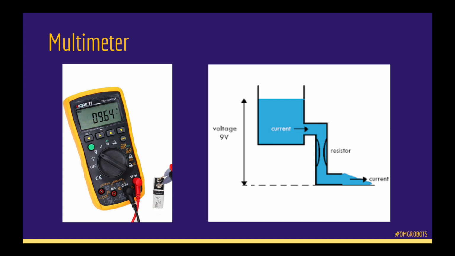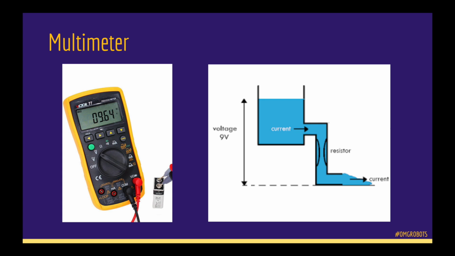So we will be using the waterfall analogy to help make sense of current, voltage, and resistance. Current is the rate at which electricity flows, and this is analogous to the rate of water flow in the waterfall. Voltage is the pressure that causes current, so it's like the height of the waterfall, which causes the water, or current in our case, to flow in the first place.